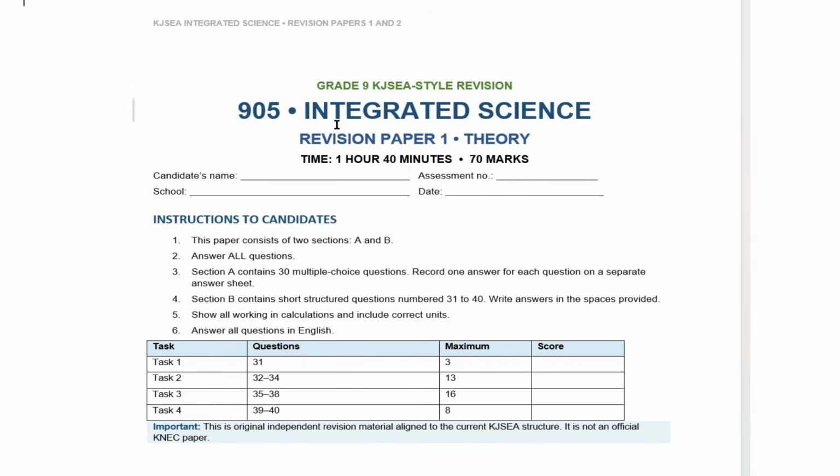Hello learners and welcome. Today we are going to look at integrated science, and by the time you are done with this revision you should feel ready to take your KJSEA exam.